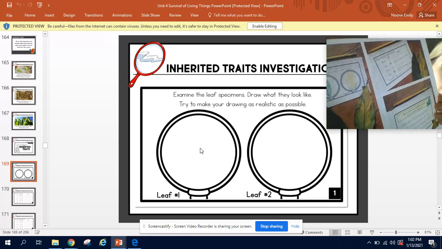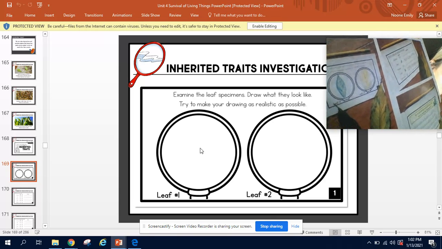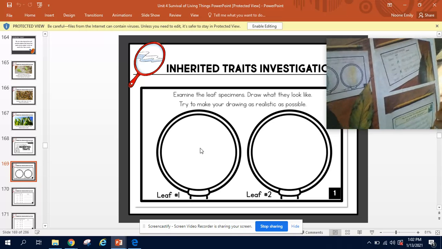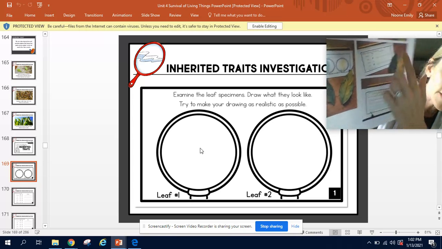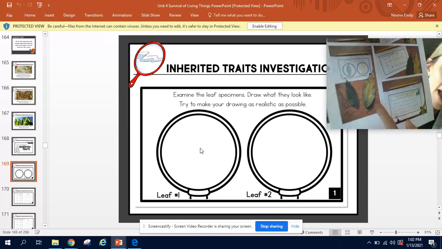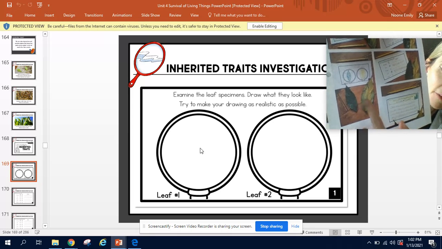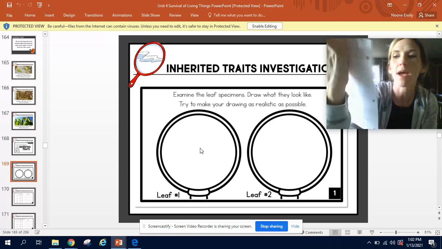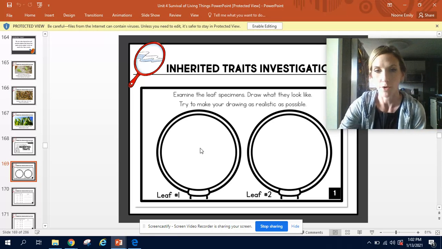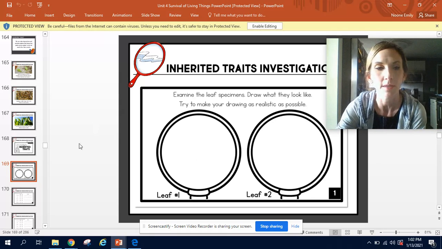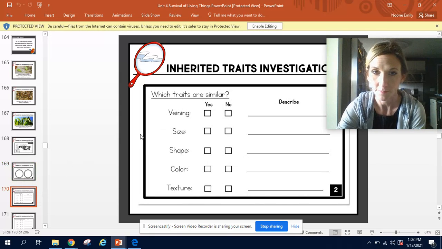All right, if you can see the example, the leaves look very detailed. They are colored. And here's the leaves, the actual leaves that they got, okay? So you want to try and make them as realistic as possible. Spend some time on your picture. So you're going to draw the two leaves after you get them picked out.